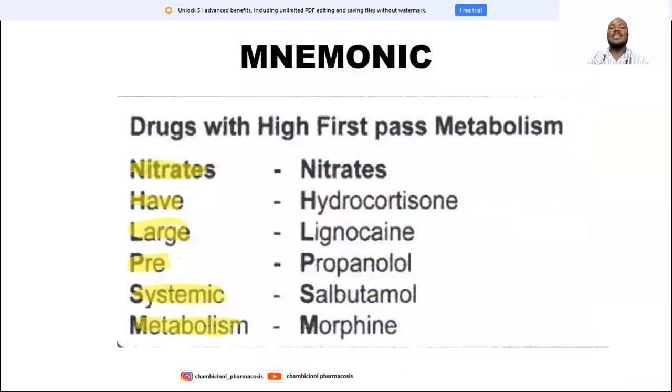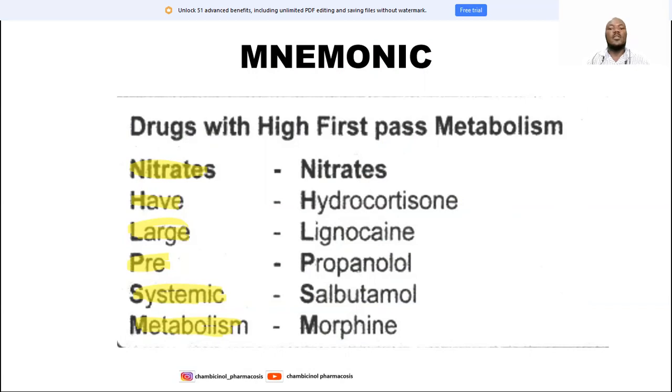And which drugs should you know that have a tendency to undergo extensive first-pass metabolism? You can memorize them using a special mnemonic: Nitrate Have Large Pre-Systemic Metabolism. What is nitrate? It stands for drugs belonging to the nitrate group, including nitroglycerin. Those drugs in the nitrate group have a tendency to undergo extensive first-pass metabolism, including those we use especially in angina.